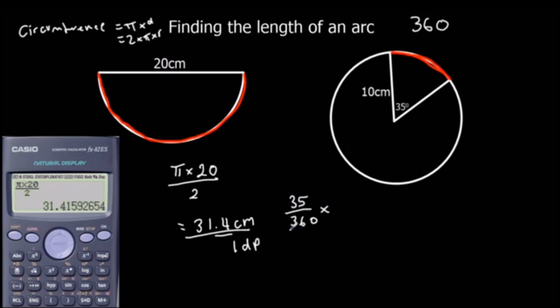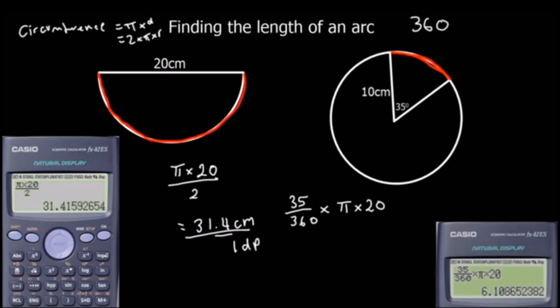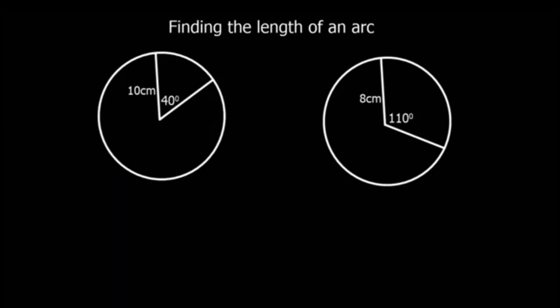So I've got that fraction of the whole circumference, which is pi times the diameter, or 2 times pi times r. Pi times the diameter, which in this case is 20, because the radius is 10, so the diameter is double that, 20. Then I can type this into the calculator, and press the S to D button, and that's going to give me my arc length. So I've got 6.1 centimeters to 1 decimal place, and that is the length of this minor arc here.